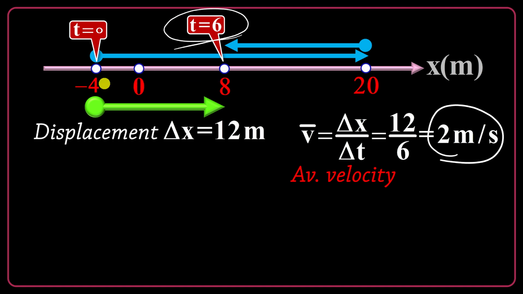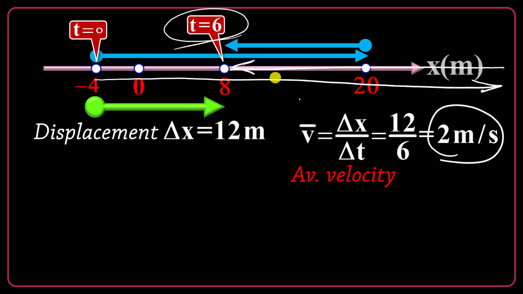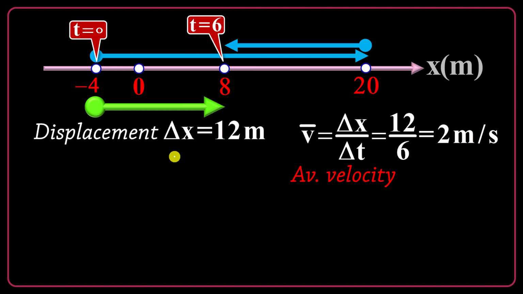And likewise, the object may go far more to the right and again go back to 8. If it takes just 6 seconds, I can say the average velocity is again 2 meters per second, because the magnitude of the displacement is again 12 to the right and it takes 6 seconds only. That's all. But let's have another consideration.